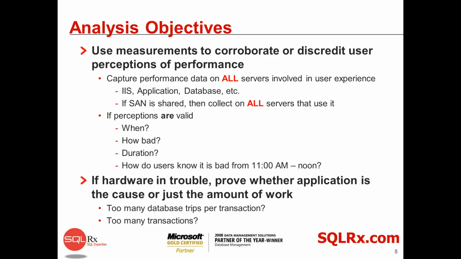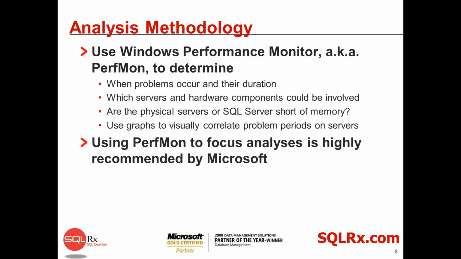If the hardware is in trouble, then we need to figure out whether the application is making too many trips per transaction, or there are just too many transactions. Maybe the workload has outgrown the machine. That's not to say that the workload is inefficient. It's just a matter of doing too much, which is usually the result of business growth. So for today, we're going to talk about Windows Performance Monitor, PerfMon, and we'll try to figure out if we can see from PerfMon when problems occur, how long they last, and which server and components might be involved. Is SQL Server short of memory?